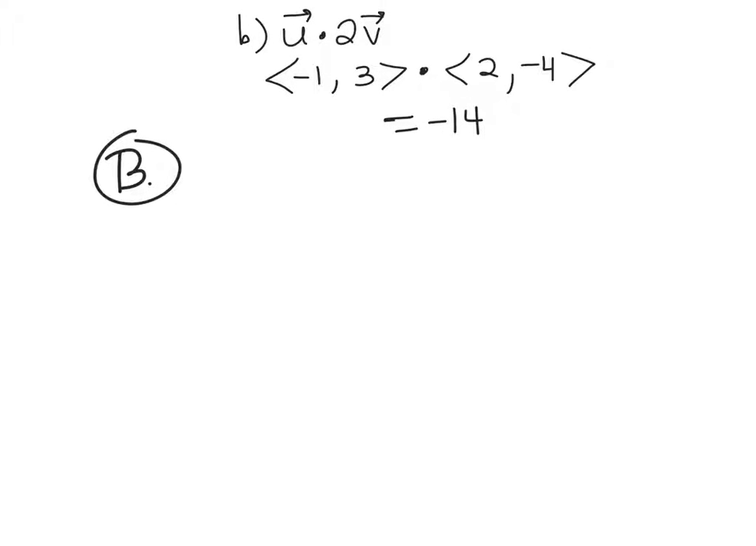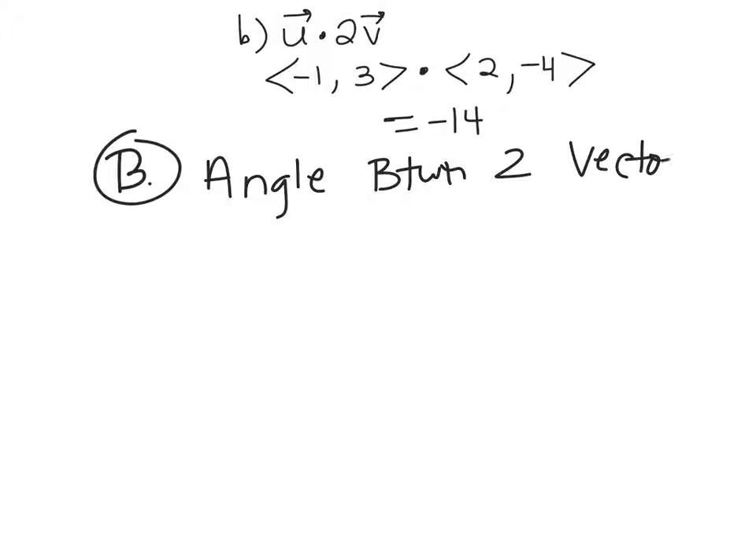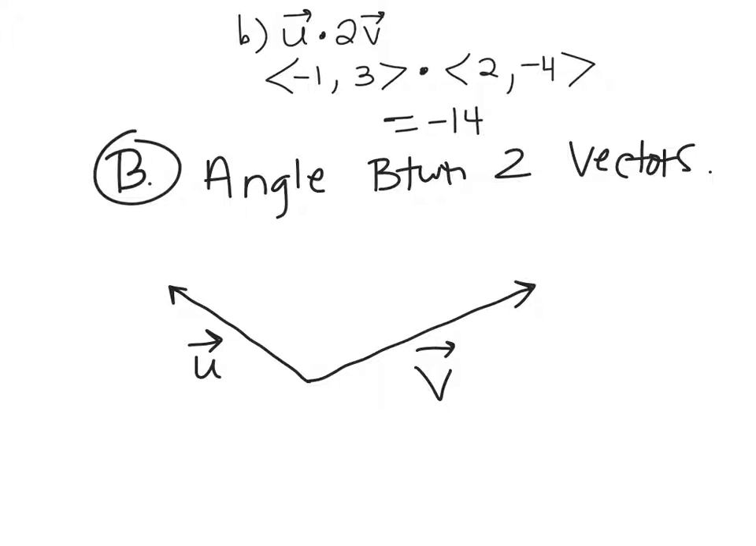Okay, we're going to find the angle between two vectors. Angle between two vectors. Okay? So suppose that you have a vector. We'll call it vector v. And then suppose that you have this vector over here, and we'll call that vector u. And let's say we want to find the angle between these vectors. We call that theta.